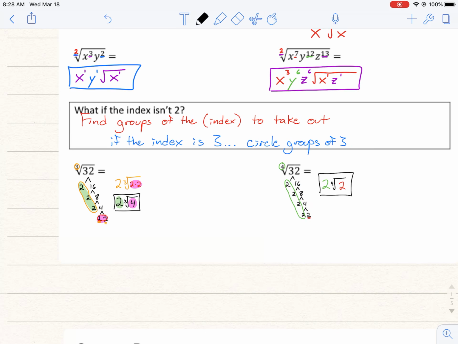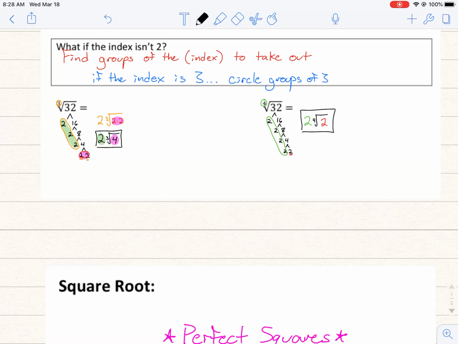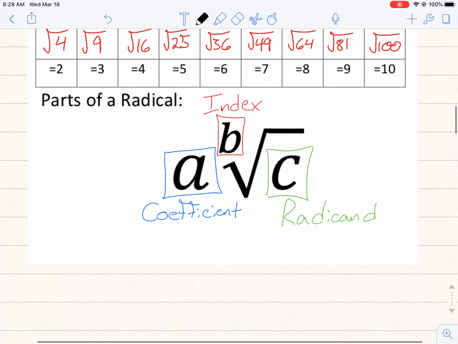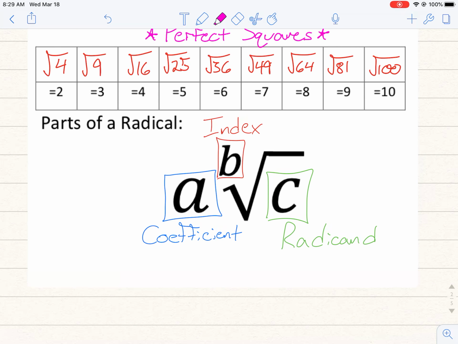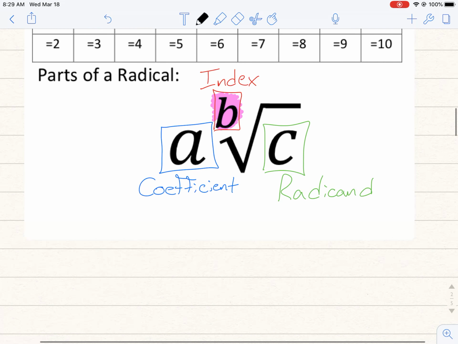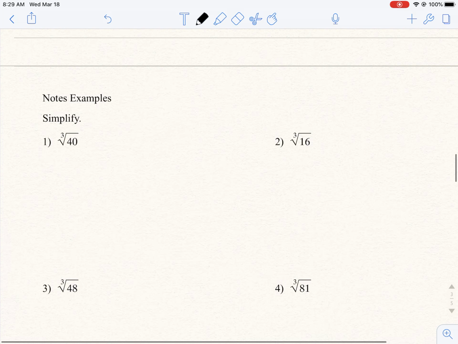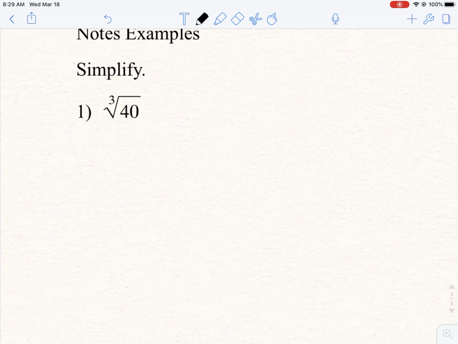Let's look at some more examples, because those are using the same number, so I want to do this a couple different times, looking at different numbers. Again, we're always referencing what happens when our index is greater than 2. For the most part, as we've been looking at these problems with simplifying radicals, when we don't see a number there, it's implied that it's a square root. So it's implied that your index is 2. That's why we're always circling pairs.